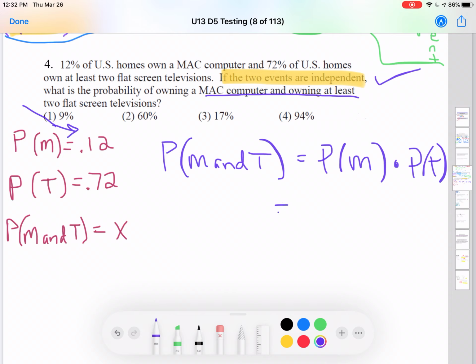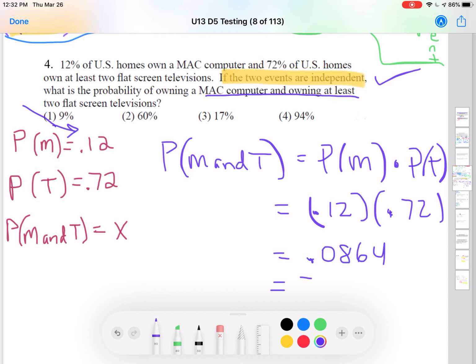So I want to know what this is equal to. Well, it's going to be equal to 0.12 times 0.72 because they're telling me it's independent. They're not asking me to prove it. They're saying, hey, these are independent. So there's my decimal. Convert to a percentage. And the one that's closest is choice 1. Okay, it's a little different there. They're telling me that they're independent.